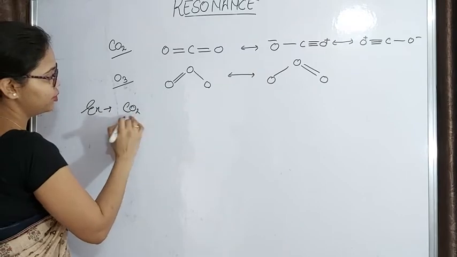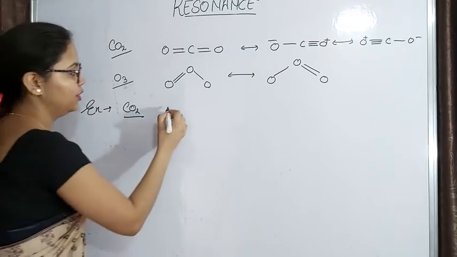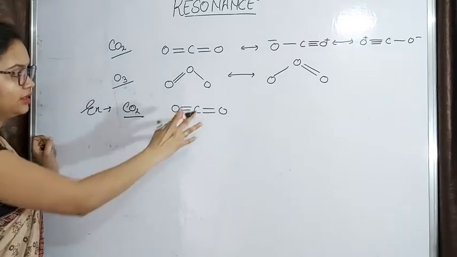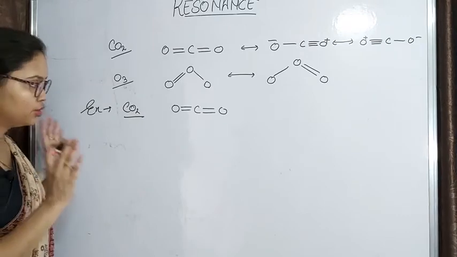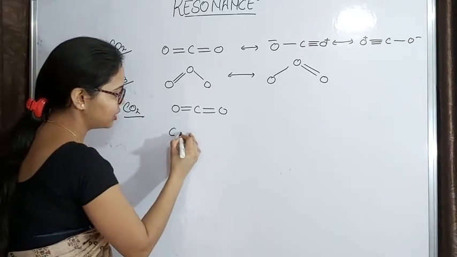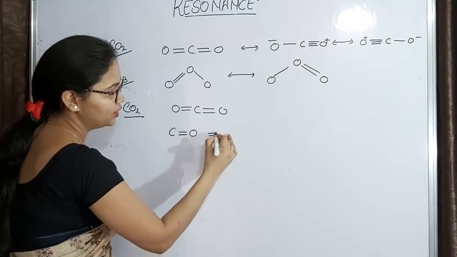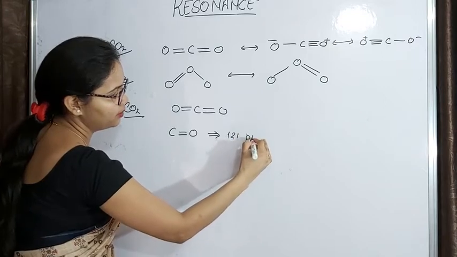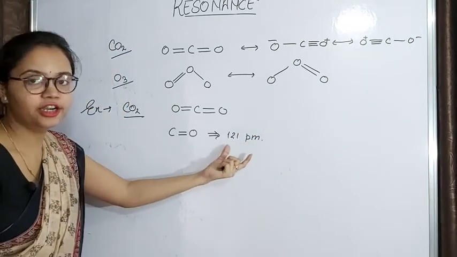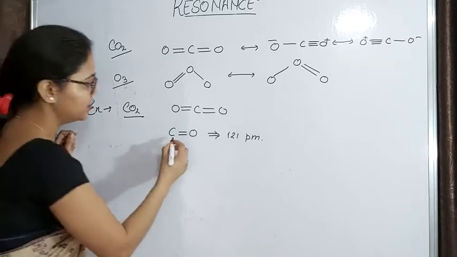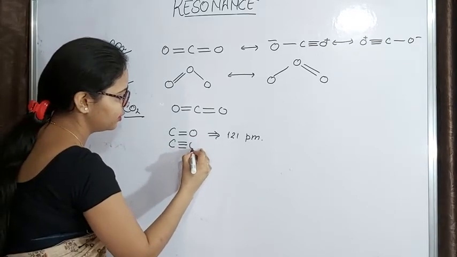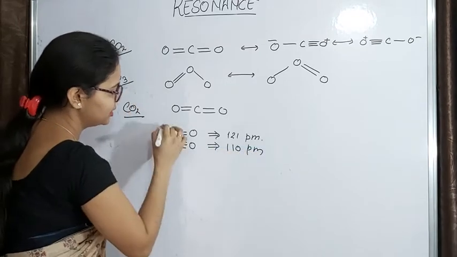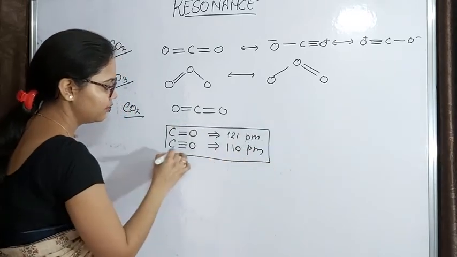Let's take the example of the CO2 molecule again. In the CO2 molecule, we are assuming that this is the only structure. In general, first of all, you should know that the carbon oxygen double bond length is 121 picometer. This is the standard value. Similarly, the carbon triple bond oxygen bond length is 110 picometer. These are the ideal values which you have to remember.